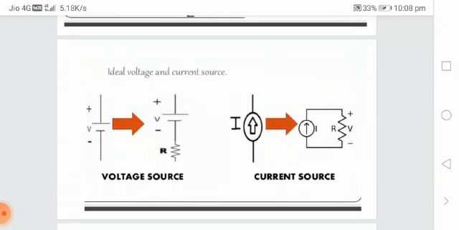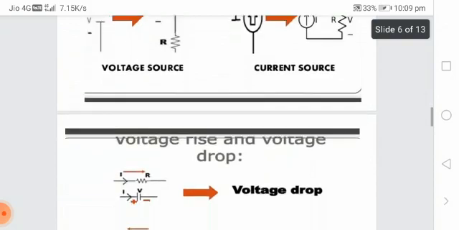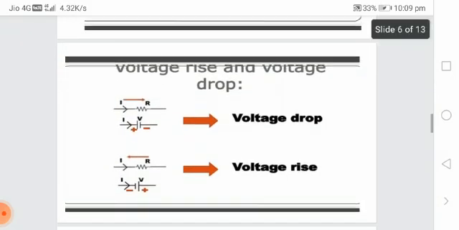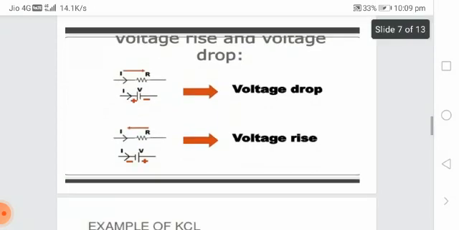These are the diagrams of ideal voltage and current sources. These are voltage rise and voltage drop. If the direction of current is along the voltage, it is known as voltage rise. If the direction of current is opposite to the voltage direction, it is known as voltage drop.